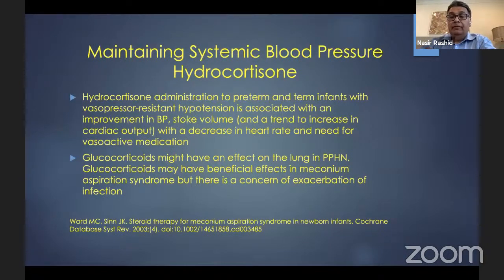So using either dopamine or norepinephrine along with vasopressin, and if your systemic blood pressures are still not where you want those to be, then you can use hydrocortisone. But again, please make sure that there is no concomitant infection or sepsis in that particular infant. Next slide, please.